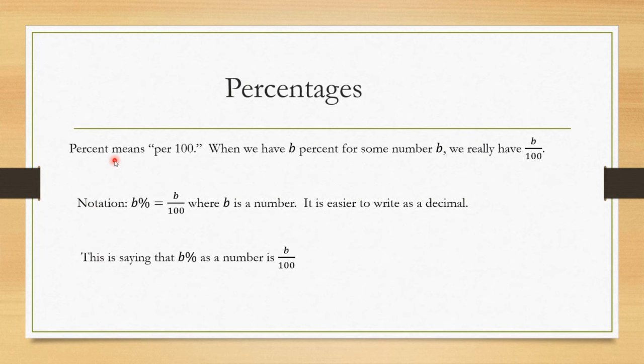What does it mean? Well, percent alone means per 100. Another way of saying it is, if we have B percent, where B is a number, we really have B divided by 100. Or maybe this might be easier: B percent is really the same as B over 100. So 95% is really 95 over 100, which is 0.95. It's generally easier to think of it as a decimal. You could write it as a fraction, but it's probably a little bit easier to think of it as a decimal.